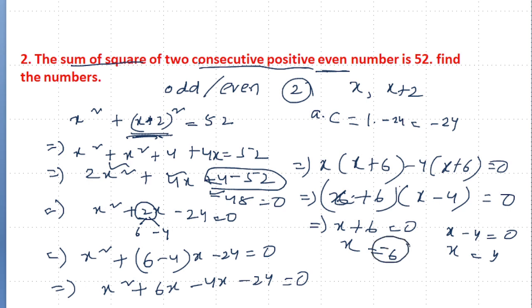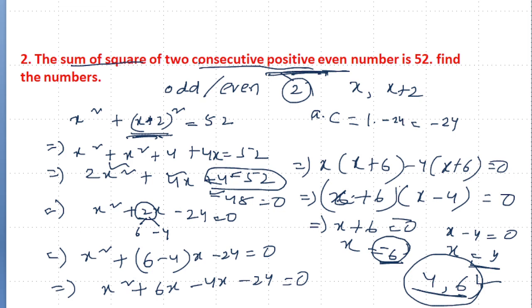But here minus 6 will not happen. Why? Because the sum of squares of two consecutive positive even numbers is given. See here carefully, it is given positive even numbers, and 4 is positive. So what are the numbers? 4 and the next even number is 6. The sum of the squares of these two is 52. So this is the answer. Remember it, minus 6 is not accepted because it is clearly given that the numbers are positive. Like this you will solve this question.